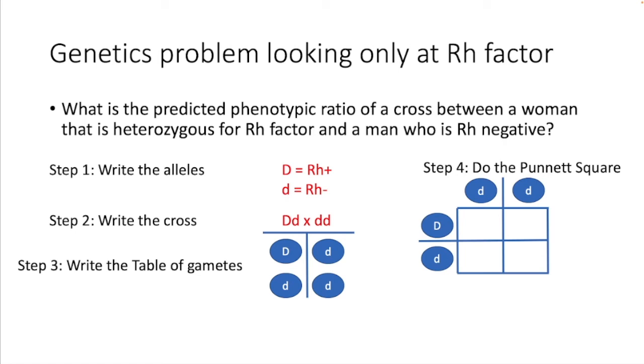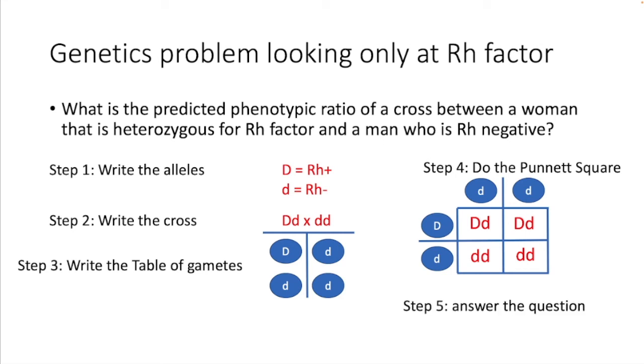Now we simply fill in what would happen if one of those sperm met up with one of those eggs. And in the first box, it would be a heterozygous offspring. And that's true for the second box as well across the top. But if we look at the bottom left-hand corner, that's a little d sperm meeting up with a little d egg, and so we have a homozygous recessive offspring. And same for the final box. So we've predicted our offspring.